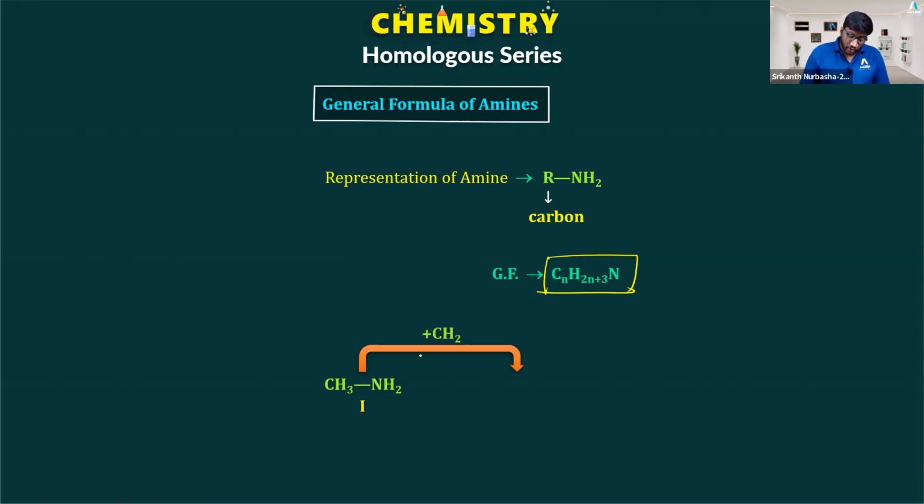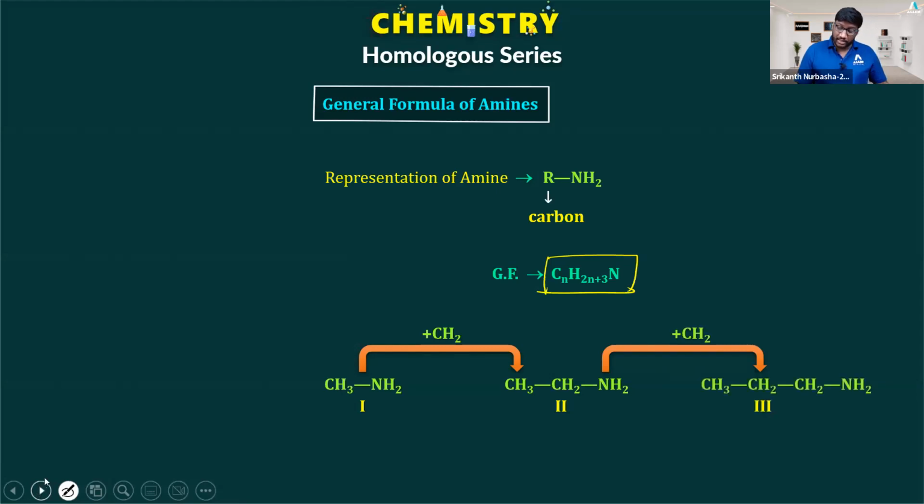CH3NH2 plus CH2 means CH3CH2NH2, plus CH2 again means CH3CH2CH2NH2. All these are going to be the general molecular formula and the homologues of primary amines.